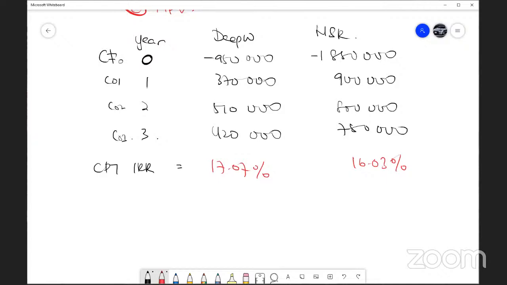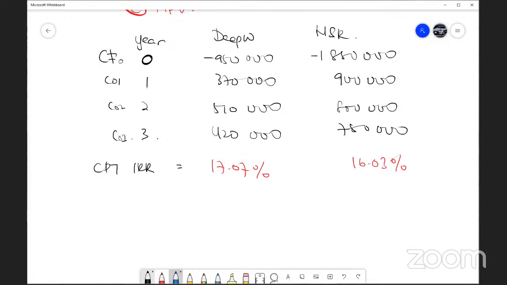How to count incremental IRR? You need to subtract the smaller project cash flow from the larger project cash flow. In this case, you take the new submarine minus off your deep water cash flow. Then you get an incremental cash flow. Then from the incremental cash flow, you can find the incremental IRR.